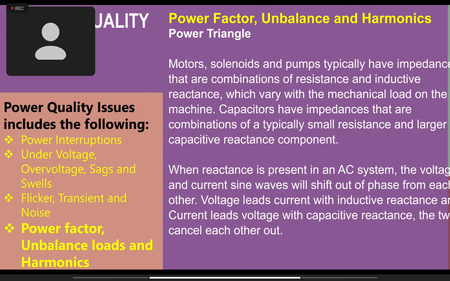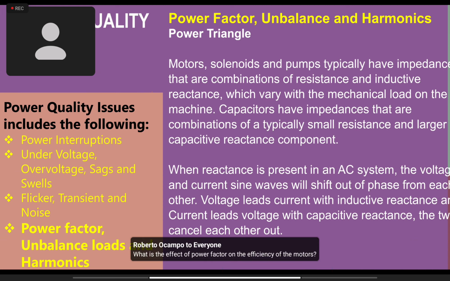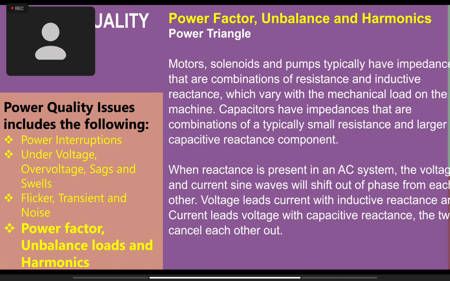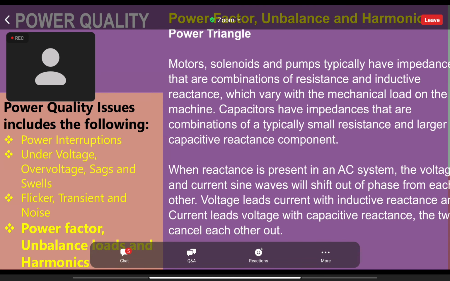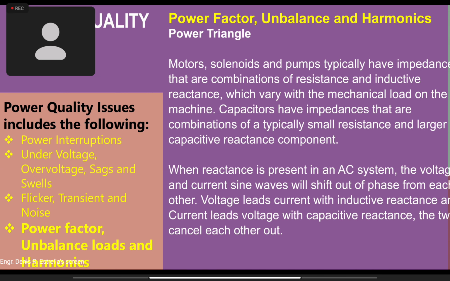So when reactance is present in an AC system, the voltage and current sine waves will shift out of phase from each other. So because of this presence, mag-shift na yung voltage and current natin. Hindi na sila in phase with each other. So, kaya hindi na in phase, there is already a power quality issue. Kasi ideally, as we discussed earlier, dapat they are in phase with respect to each other. So because of the presence of the load components na hindi natin maiwasan because of the property of materials na ginagamit, we have the condition that causes the voltage and current to shift from each other.